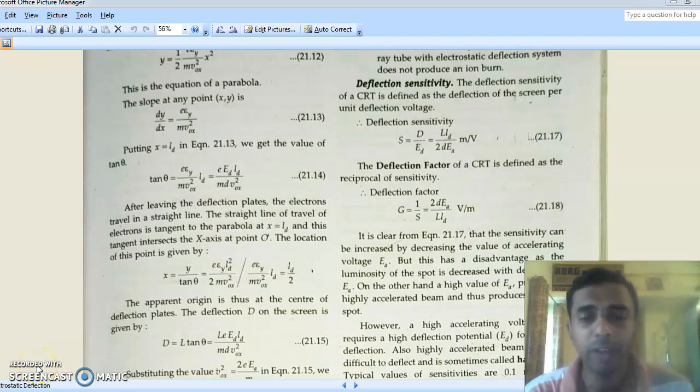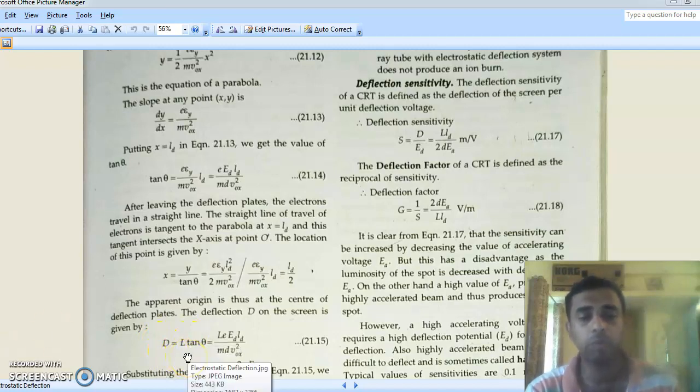So good morning, welcome back, and this is the continuation of the last lecture. In the last lecture, we have seen the theory behind the deflection system, how we get the equation of a parabola, and thereafter what happens. So these were the things we have seen last class.